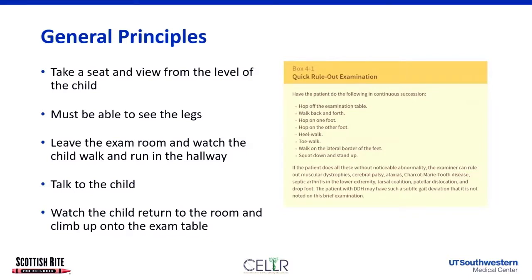Heel walk, toe walk, walking on the lateral border of their foot, squatting down, standing up, sitting on the floor and standing up without the use of their hands, and having them do that quickly. All these things are very easy to do, very quick, and within a minute or two, you've got a pretty good idea of whether their coordination and their function is normal. And that helps, again, guide where this etiology of limb length difference may be coming from.